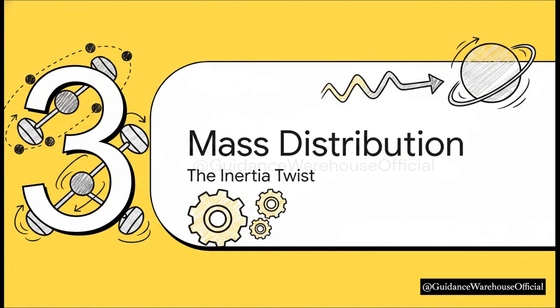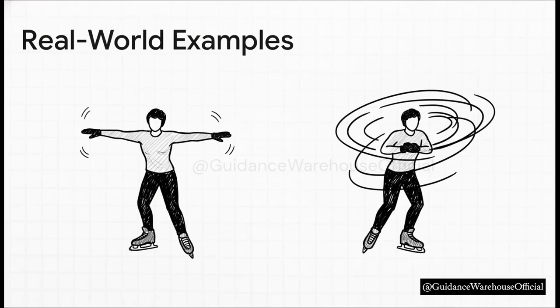Section 3. The mass distribution twist. The answer is a definite no. Rotational inertia has a fascinating twist, and it's all about how that mass is distributed. Because the radius is squared in our inertia formula, distance from the pivot actually matters way more than the raw mass itself. Think about an Olympic ice skater.